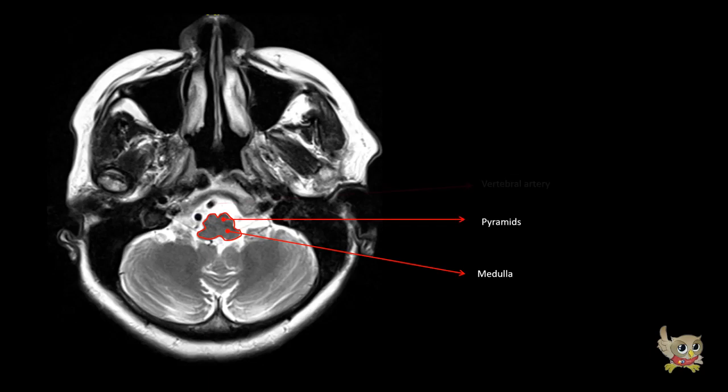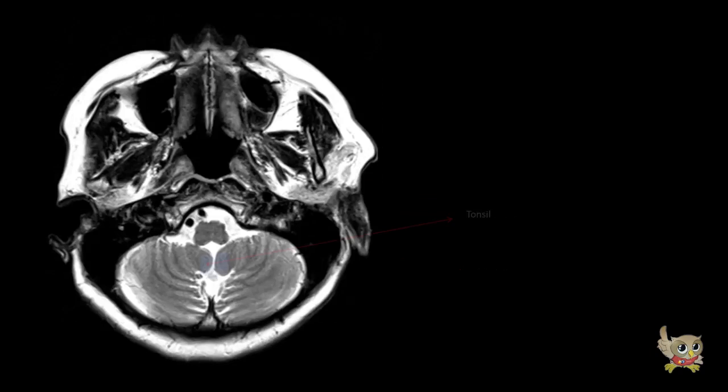Anteriorly, you may see the 2 vertebral arteries. The tonsils are the lowest part of the cerebellum. The tonsils of the cerebellum are situated in the inferior medial surface of each cerebellar hemisphere.